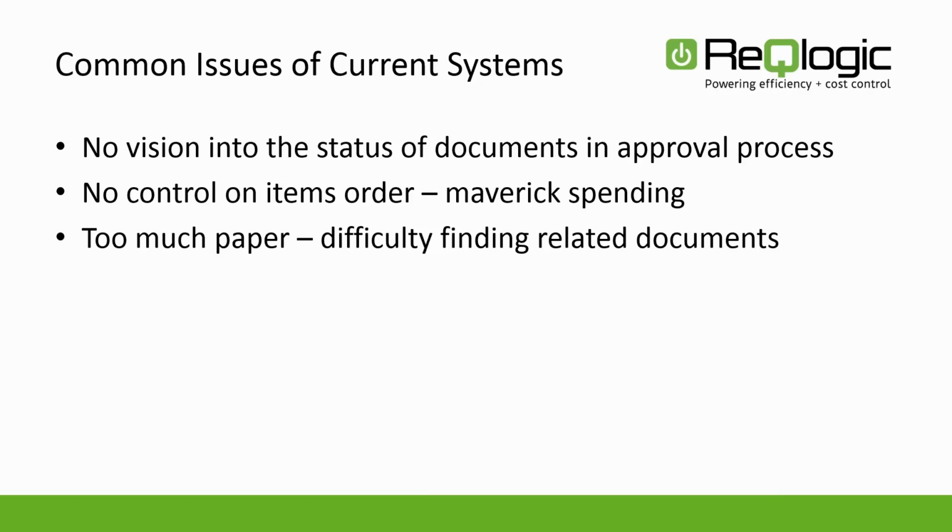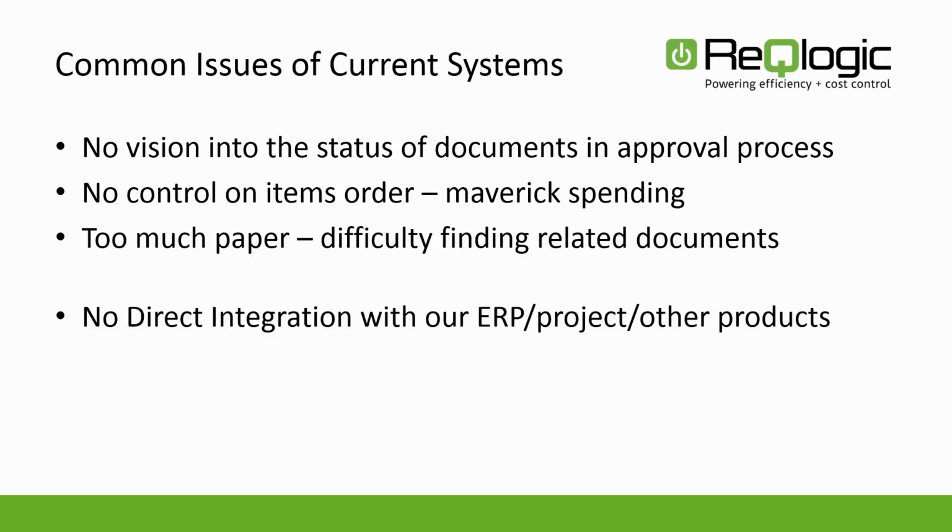Too much paper, and difficulty finding related documents. We have file cabinet after file cabinet, and then storage of paper documents. And sometimes, especially when the auditors come in and they want to see a copy of a document that's related to whatever it is they're looking at, you have to go search for it. In the RecLogic system, you can attach those documents. We have unlimited attachments, which creates ease in finding those documents.